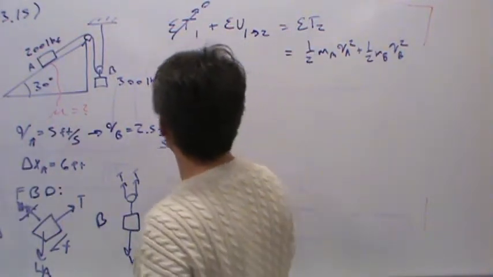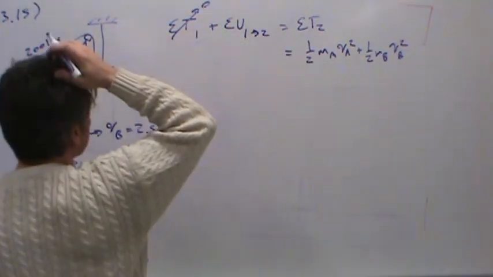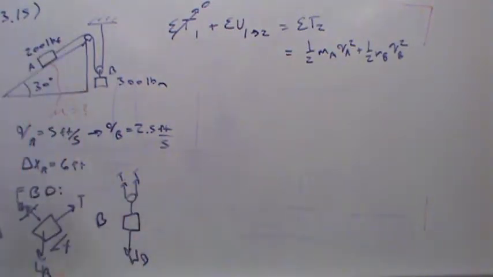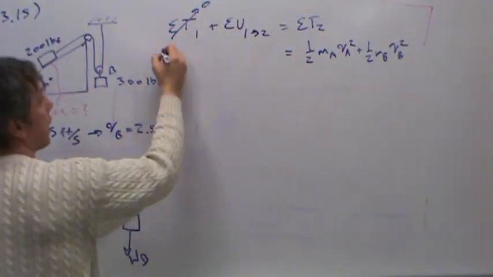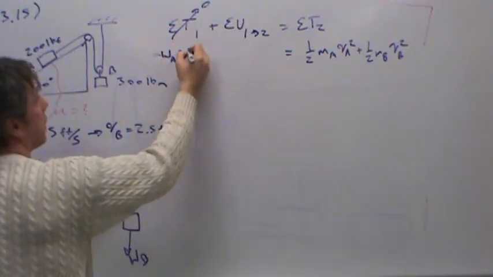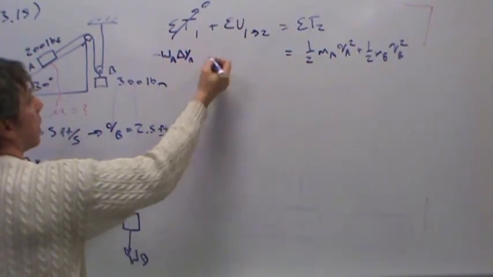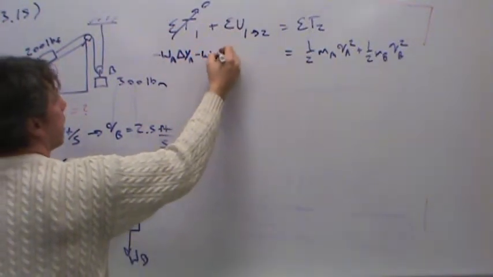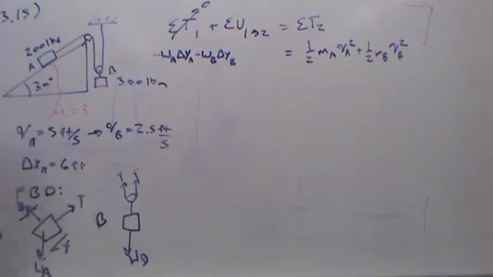Now, if we look at this, let's see. Let's start off with weight, because weight's an easy one. So negative weight A delta Y of A, negative weight B delta Y of B. So that takes care of gravity. Now, we need to decide, are we going to include these tensions or no? They are internal to the system. Well, think about it for a minute.